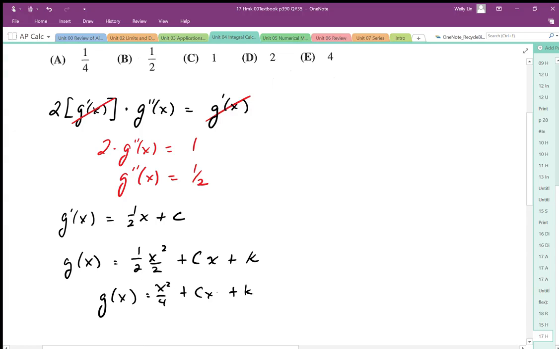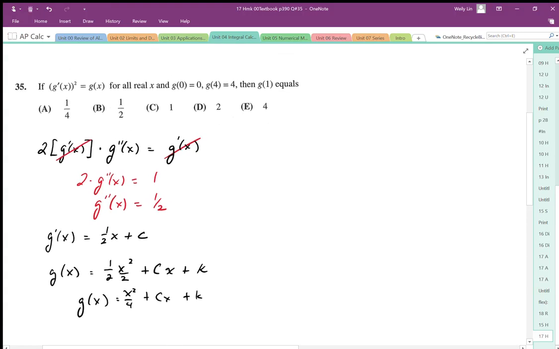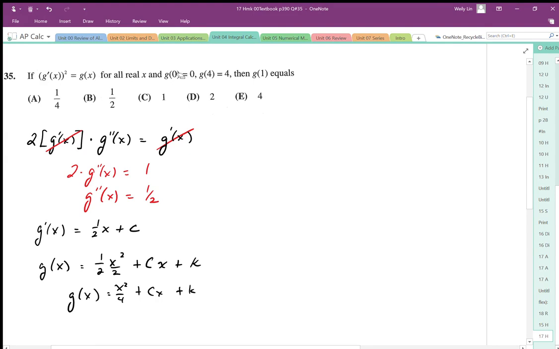And I don't know c or k, but I have two equations that I can generate based on these equalities here. g of 0 is 0, g of 4 is 4. So plugging those in, g of 0 equals 0. That means I have 0 squared divided by 4 plus 0 times c, so that's going to be plus 0 as well, plus k is equal to 0. That means that k is equal to 0. So my equation now looks like this. g of x is equal to x squared over 4 plus cx, so I'm just going to leave it like that.